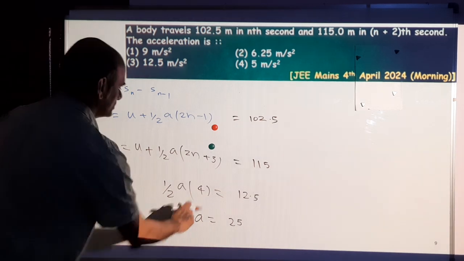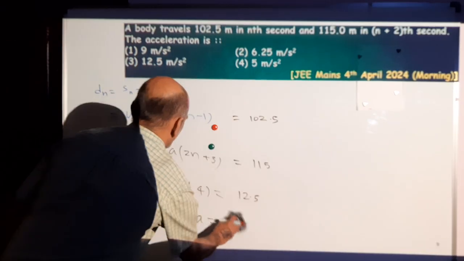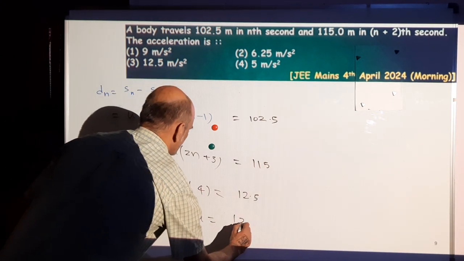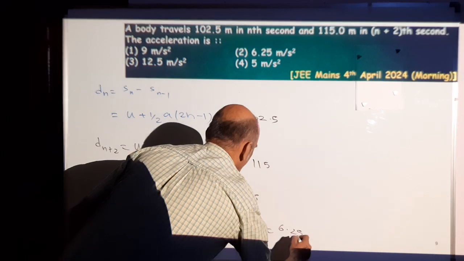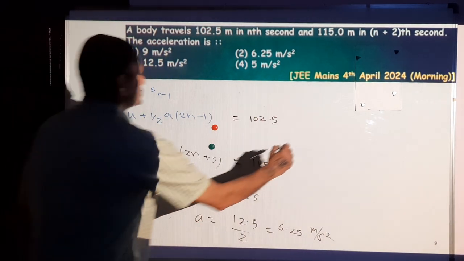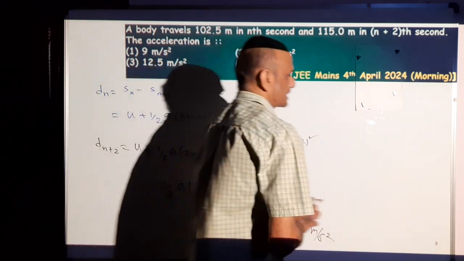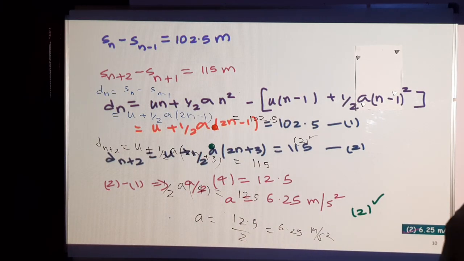sorry, here it is 2, so it will become this 12.5 by 2. So it's 6.25 SI units. 6.25, so option 2 is the correct answer. 2 is the correct answer.